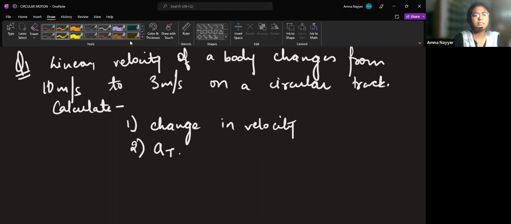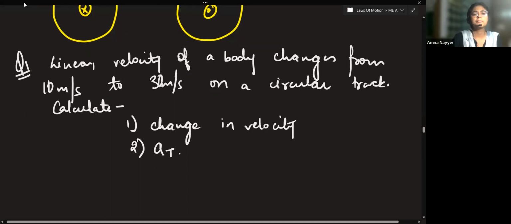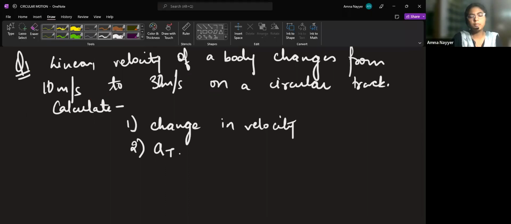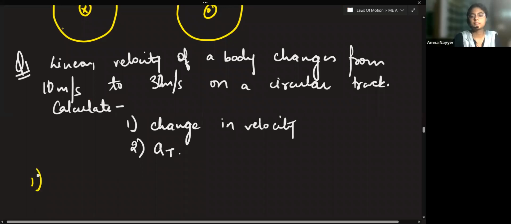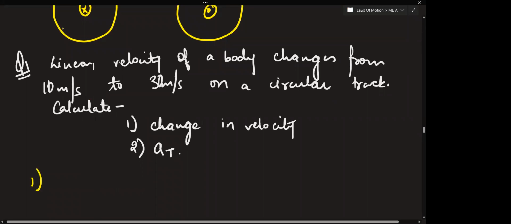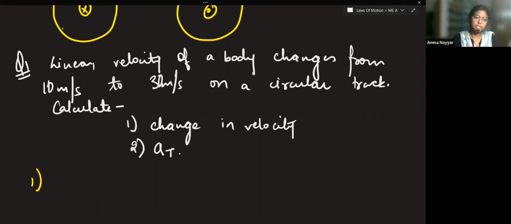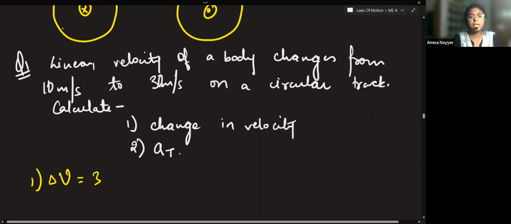Instead of this 10, 3, make it 30. If initial velocity was 10 meter per second, final velocity is 30 meter per second. What is the change in velocity, Maha? No, magnitude. Initial velocity is this, final velocity is 30. The change in velocity will become 30 minus 10. That gives you 20 meter per second. This is velocity, no? So square will not come.